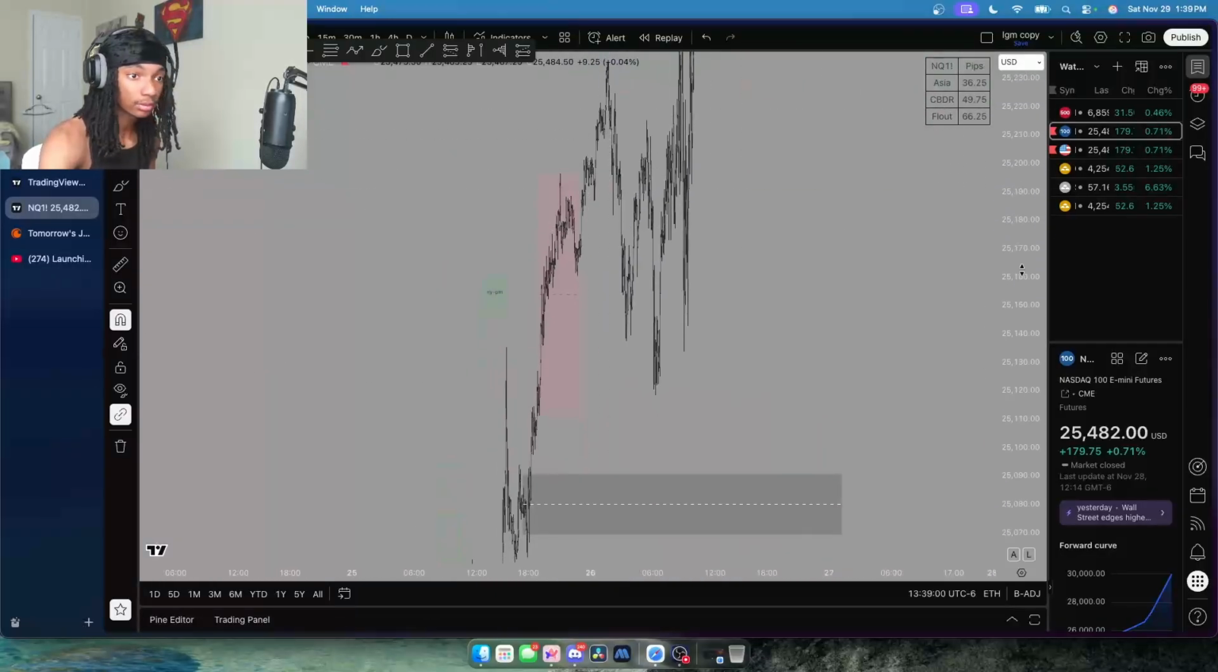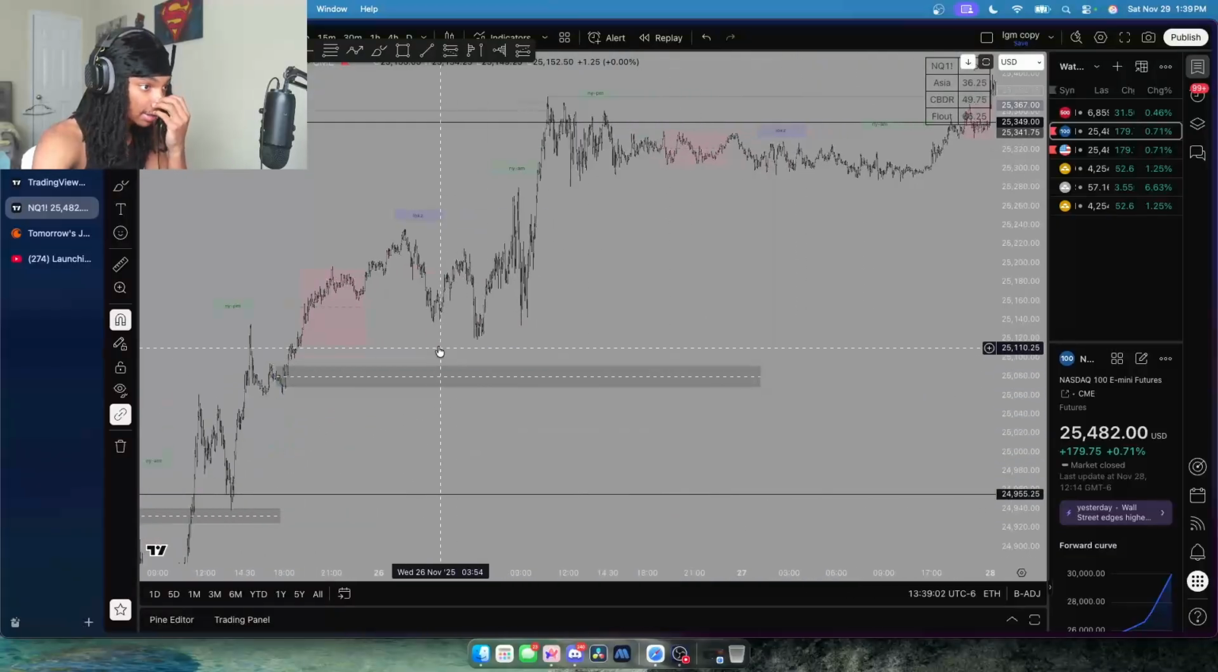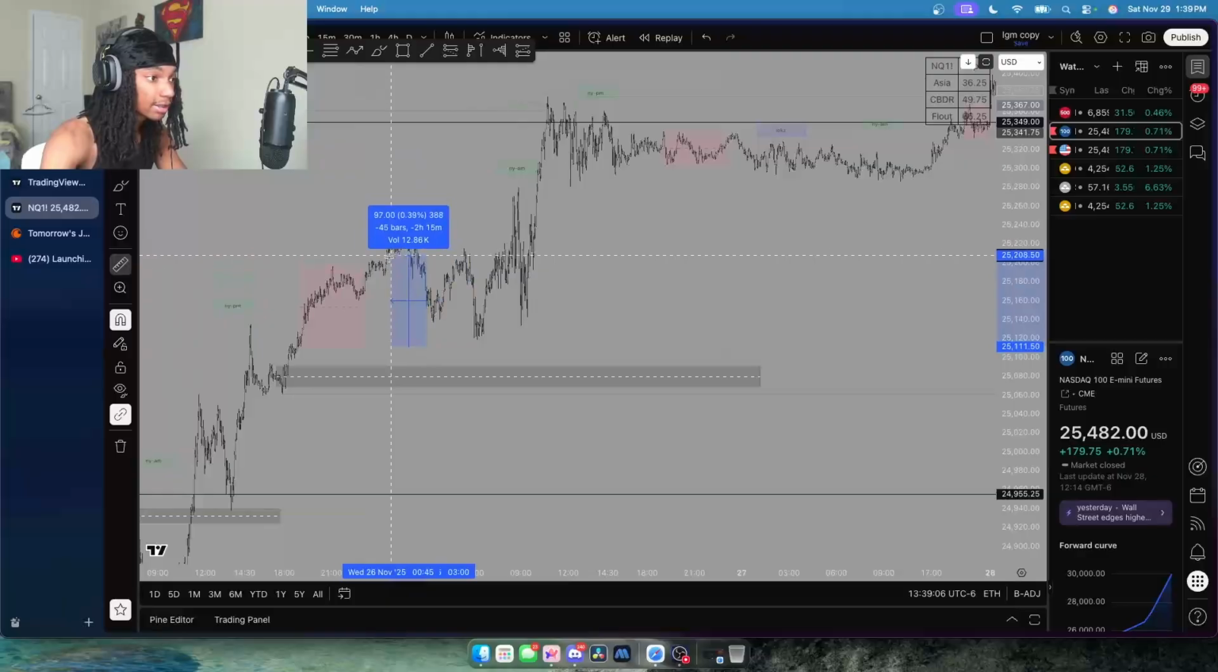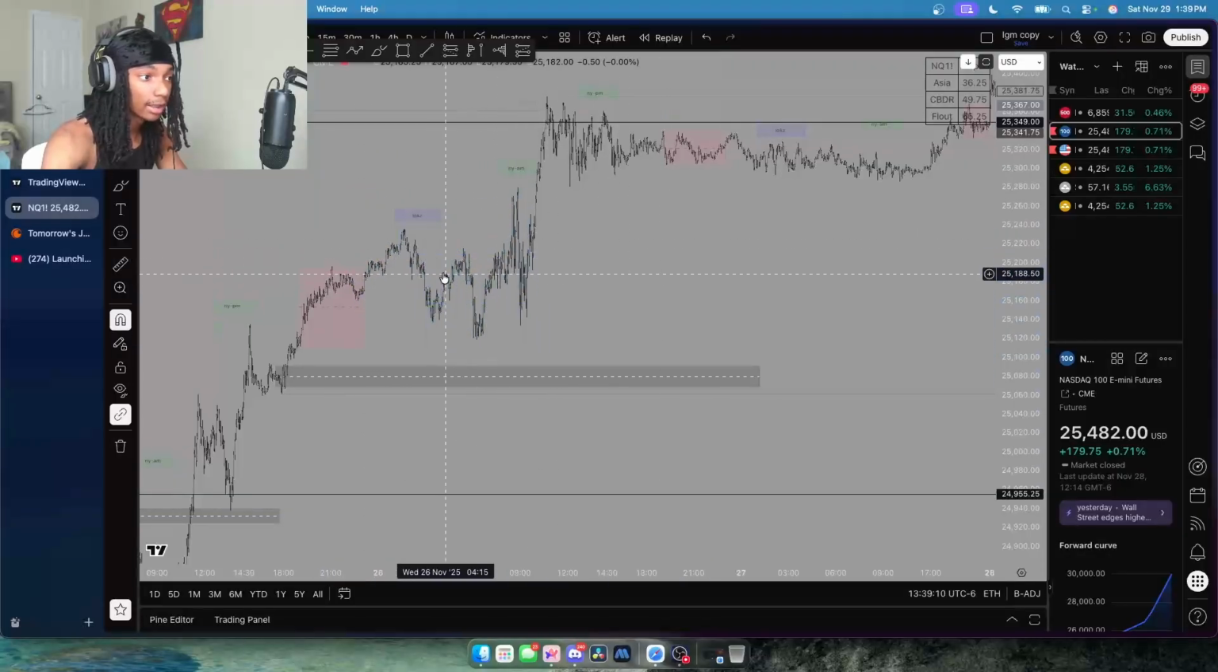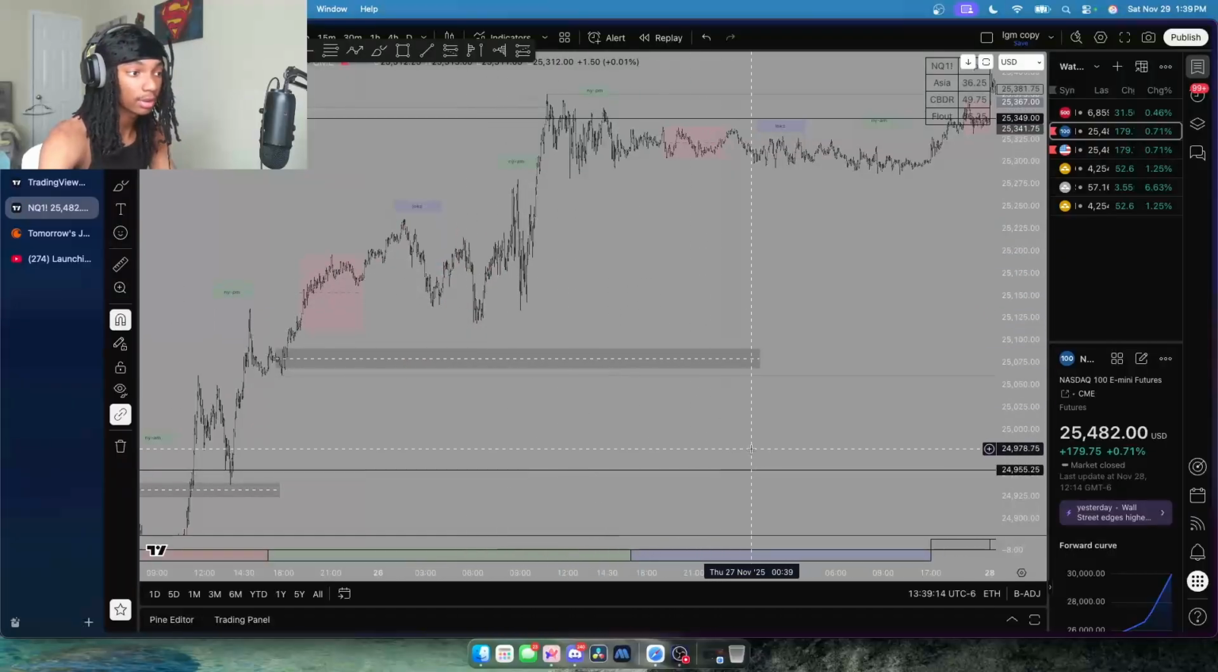Down here though, we could tell by looking at the Asia and London sessions whether the New York session is going to be good. If the Asia session is moving, I'd say anywhere from 80 to 100 points, and then the London session is doing the same thing, that means we're more than likely going to have a good session.